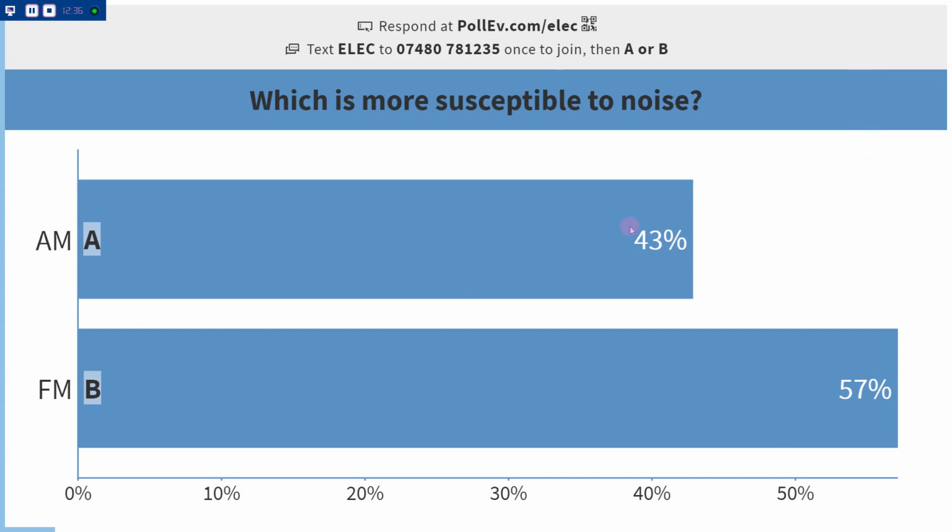I'm not happy with the 43% who still say FM is more susceptible to noise. So which one is, when I say susceptible, I mean more vulnerable. It's more affected, less protected. So which is more susceptible? AM is more susceptible. FM can resist noise because the amplitude is constant. Or a better way of saying that is because we're not interested in the amplitude.